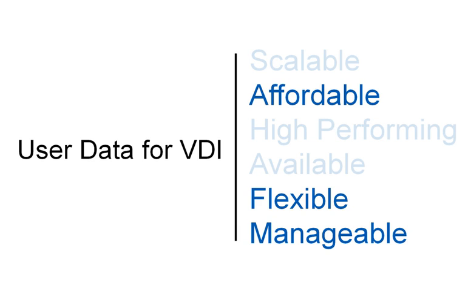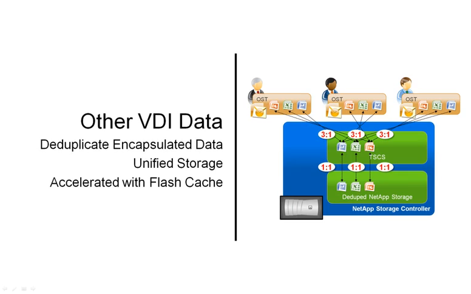A VDI solution is not only disk images and swap files, but is also comprised of lots of user data. A storage design for VDI must address user data in an affordable, flexible, and manageable way. A VMware View storage solution must go beyond disk images and address end-user data as well. NetApp addresses affordability by being able to provide block-level deduplication that can deduplicate through layers of encapsulation. Flexibility by being able to serve NFS, CIFS, iSCSI, FC, and FCoE from a single architecture, and high performing by accelerating all data with flash cache.